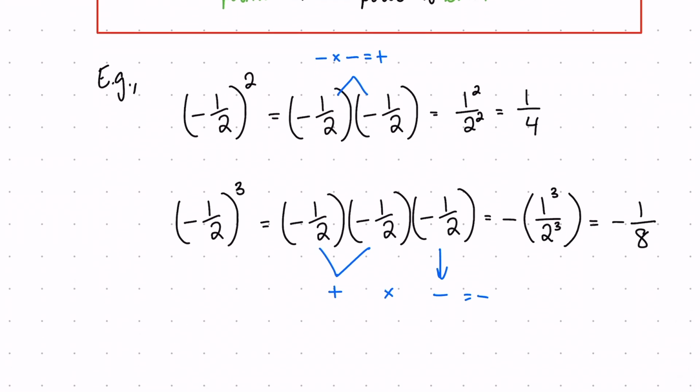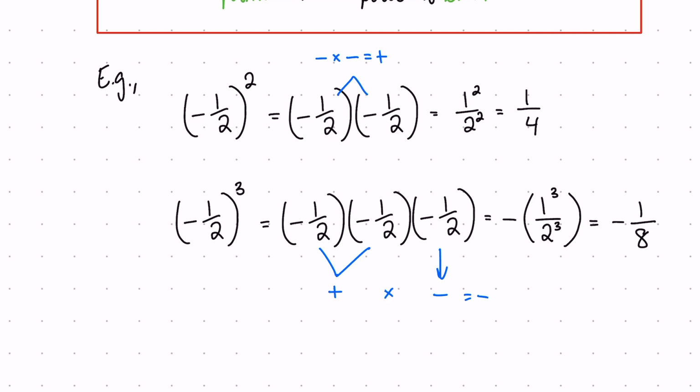So for example, if we have negative 1/2 to the power of 2, that's the same thing as saying negative 1/2 times negative 1/2. And if we multiply two negative numbers together, we get a positive number. So we end up with 1 to the power of 2 over 2 to the power of 2. And that's going to give us 1 over 4.